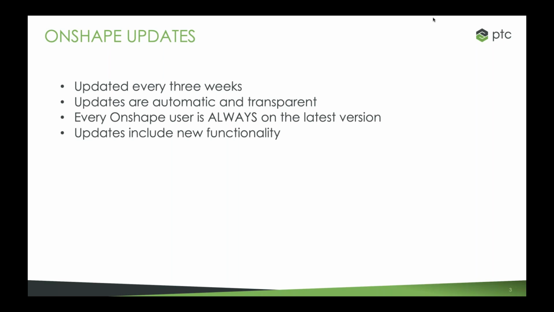Onshape is updated every 3 weeks, automatically. Every 3 weeks, we will push an update to the single source of truth that we have running. All users are constantly on the latest version of Onshape. There is no question of which version you are on. You're guaranteed to be working on the same version of Onshape as every other user in the world. And when you receive these updates, there's no downloads, there's no installs. You simply receive them. You probably received a notification if you've been in the platform recently, that'll point you to our documentation.